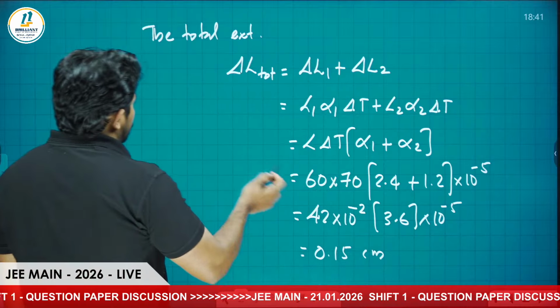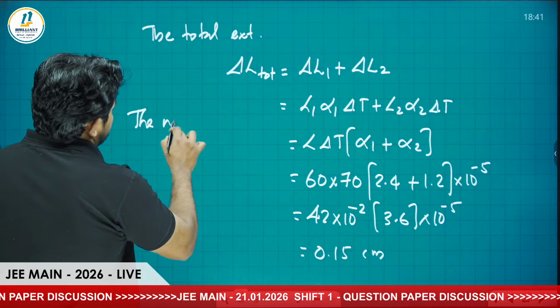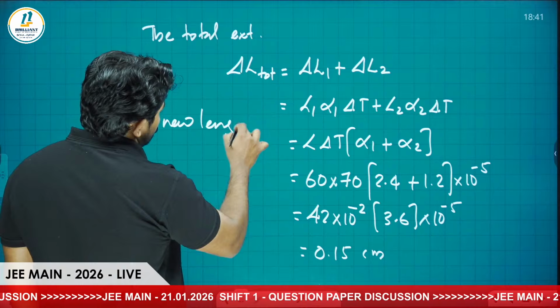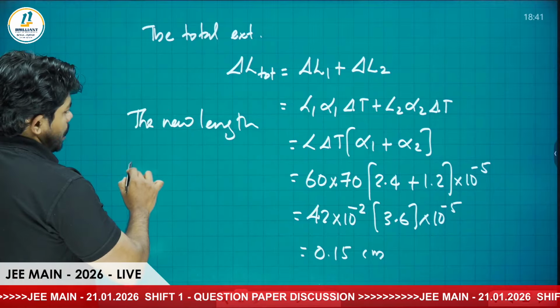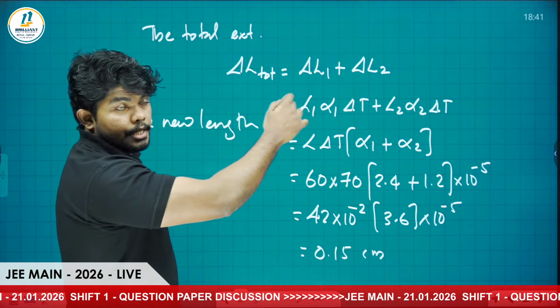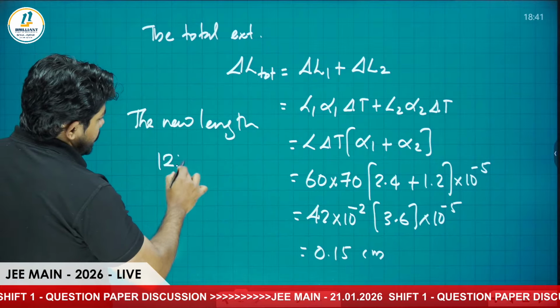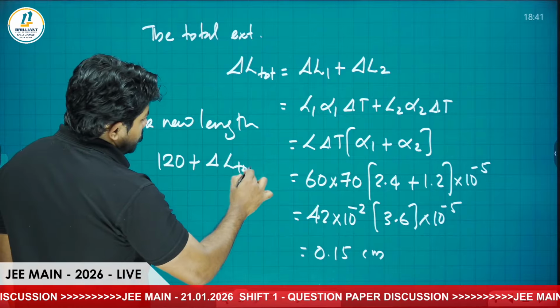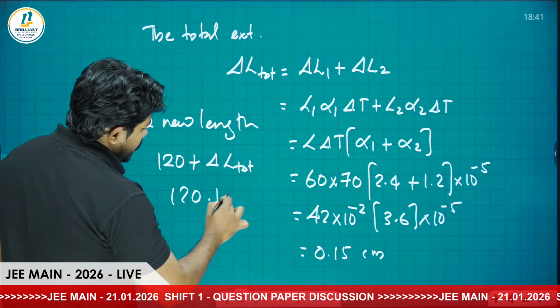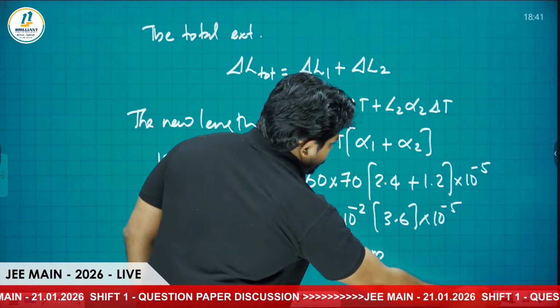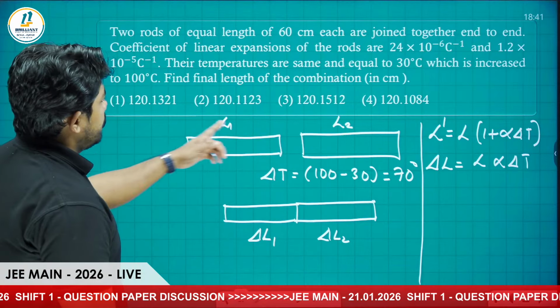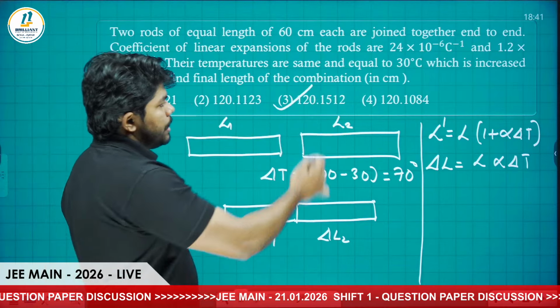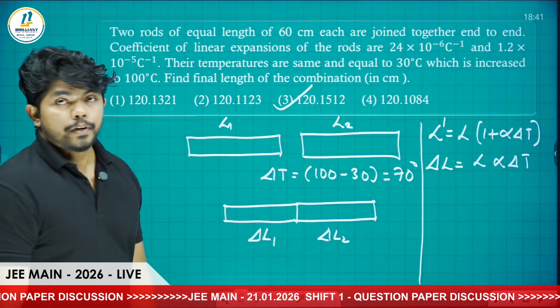So what is the new length? The new length of the combination will be equal to, since both the lengths are 60, the total length will be 120 plus this delta L total. So we are going to get 120.15. So which option will be the correct one? Yeah, the third one will be the correct one. 120.15 centimeter will be the value.